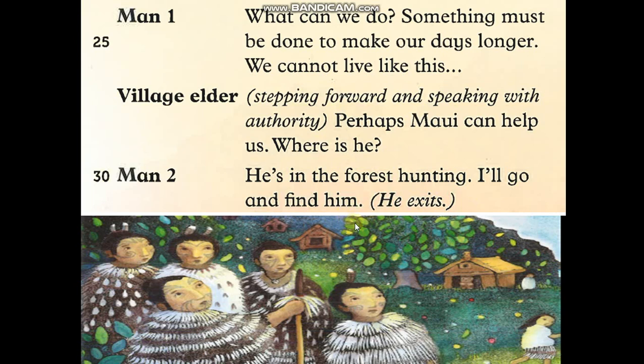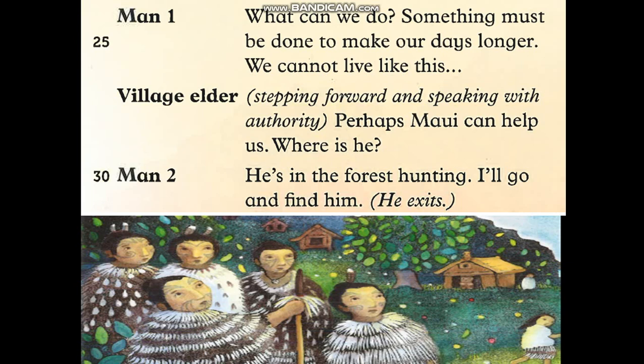So that's what's happening. Men outside the house are talking. They are discussing how they can fix that problem. So the man said, what can we do? Something must be done. We have to do something to make our days longer. We cannot live like this. Now the village elder, he stepped up and speaks with authority. Speaks with authority means with power. He's confident. He speaks with power in a clear voice, and he says, perhaps Maui can help us.